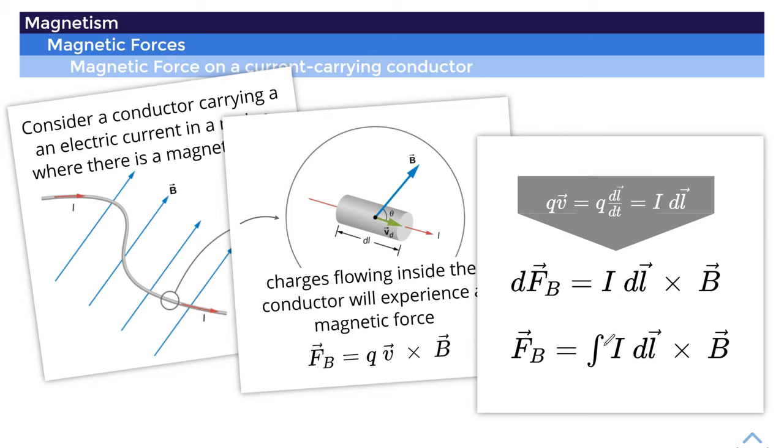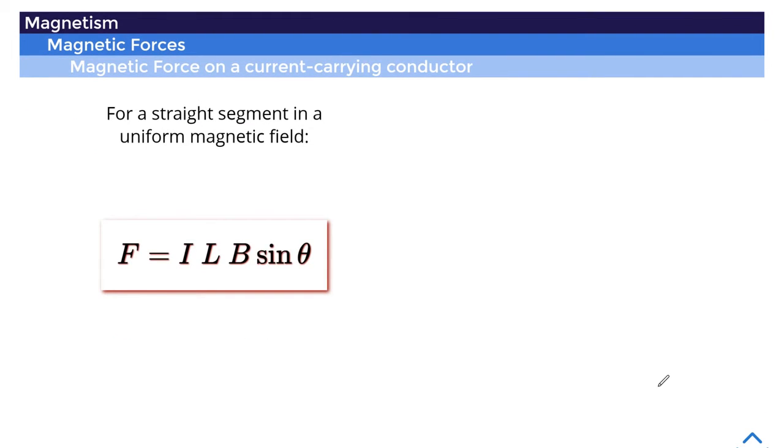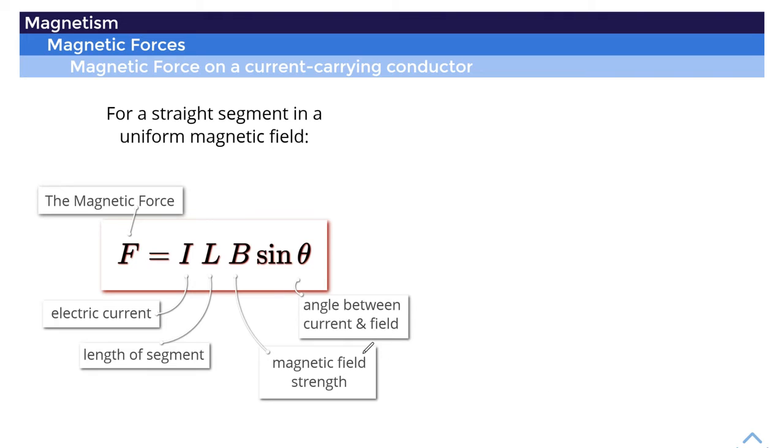This expression simplifies greatly when the line segment is a straight segment and the magnetic field is uniform, because this cross product then would have a simple expression to it. And the integral just becomes an integral of dl, which is L. So overall, if I have a straight segment carrying a current I in a magnetic field that is uniform, then I get that the magnetic force is proportional to the current, the amount of flow.